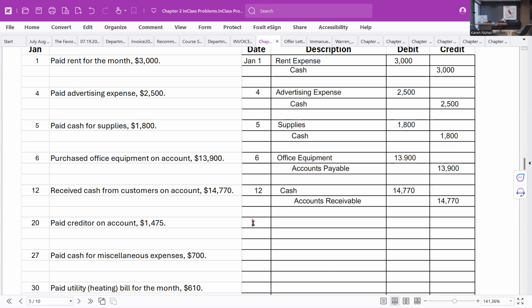Next, on the 20th, we are paying on account. So if we link this back to number 6, for example, when we purchased this office equipment on account, we recorded that liability by increasing it. Now we have accounts payable that we are paying. So we've got to recognize a reduction in the liability. How do you reduce the liability? By debiting it. So accounts payable for 1475.